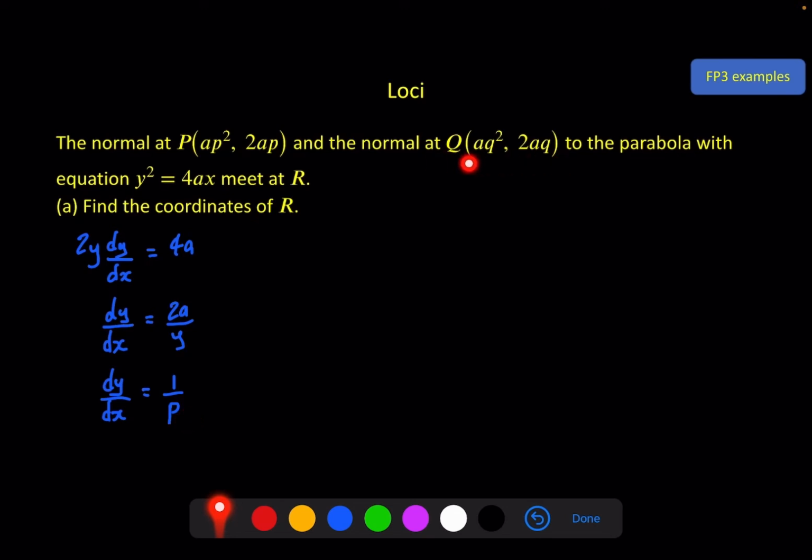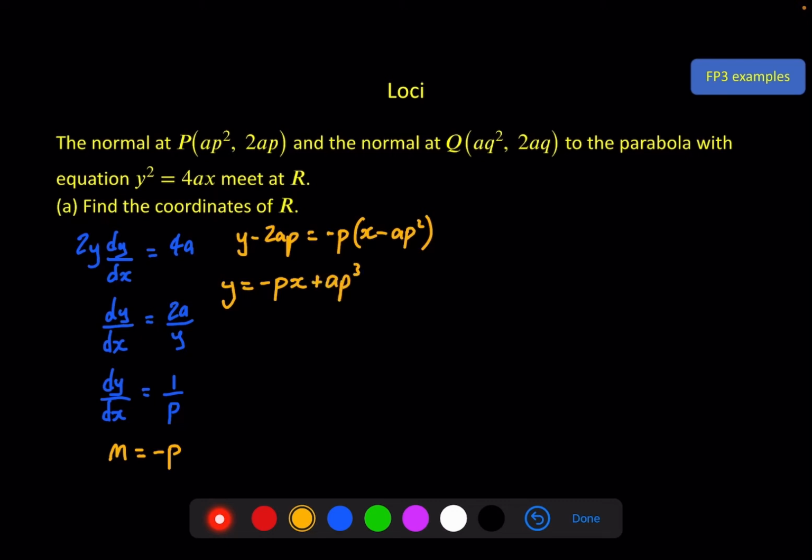And I'm not going to do a separate equation for this one, I'm going to go all the way through, find the normal for P, and then just change the P's to Q's, and that will be the normal for Q. But because it is a normal and not a tangent, that tells me that the gradient I want is minus p. And if I put that into my line equation, I get y minus y1, which is 2ap, is equal to m, minus p, times x minus x1, which is ap squared. Now that is y is equal to minus px plus ap cubed plus 2ap. And as I said, that's exactly the same for q, just replacing all of the p's with q's. We don't need to do the work twice.